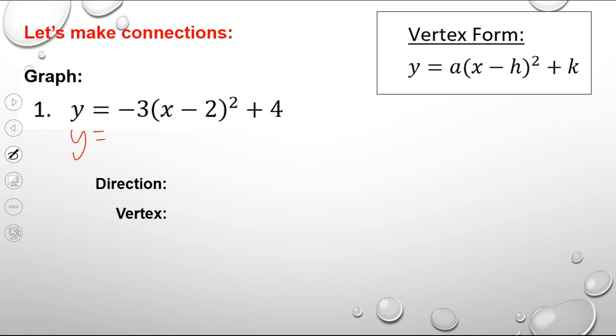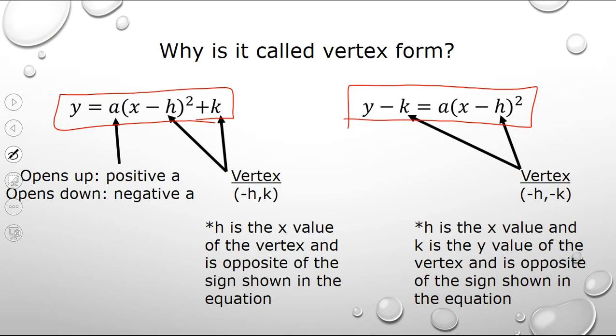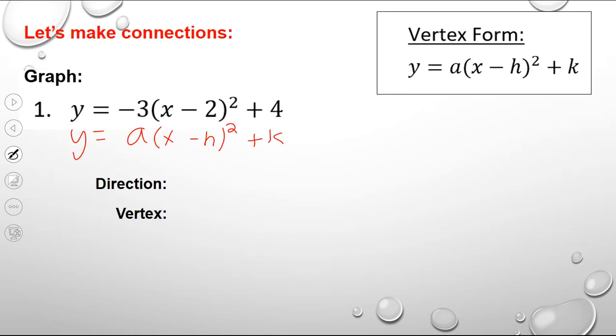This is of the format y equals a times x minus h squared plus k. Right? That's this right here. It's in that format. I went ahead and wrote it next to it just so I can easily identify what a is, what h is, and what k is.